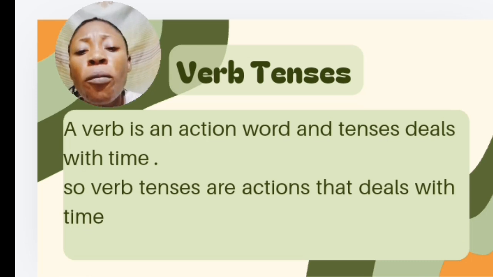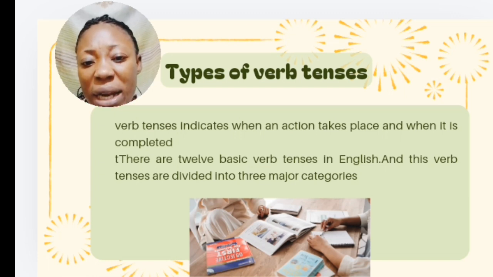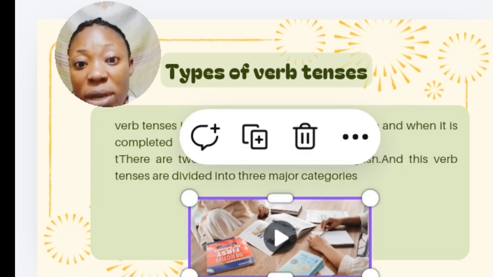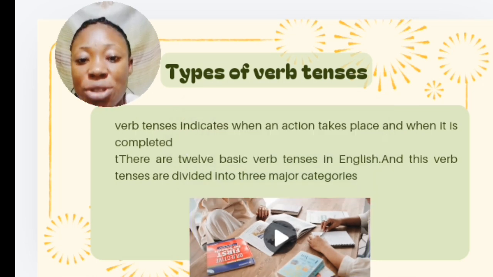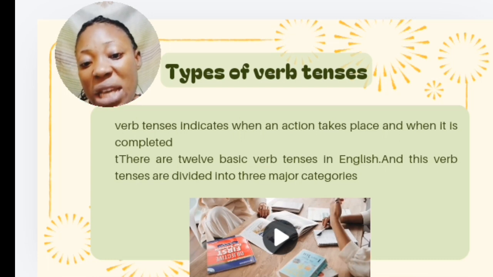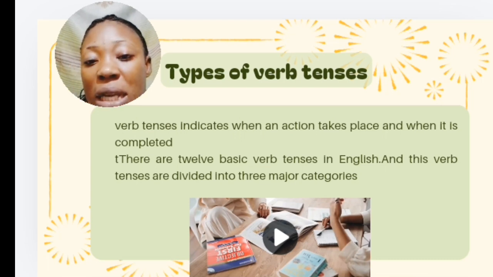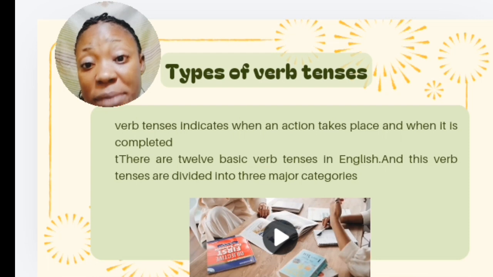Verb tenses indicate when an action takes place and when it is completed. It indicates when the action starts and when the action is completed. That is what verb tenses do. Now, there are 12 basic verb tenses in English.